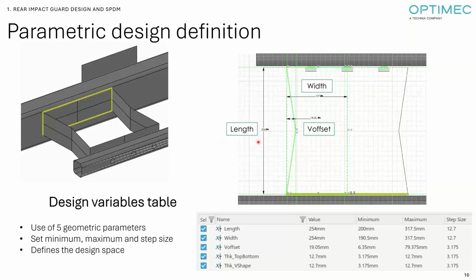By creating the parameters, you can set the boundaries, the minimum value, the maximum value, and the step size of each parameter. Step size matters mostly for the thicknesses, so you don't create thicknesses of plates that you cannot procure, you cannot buy.